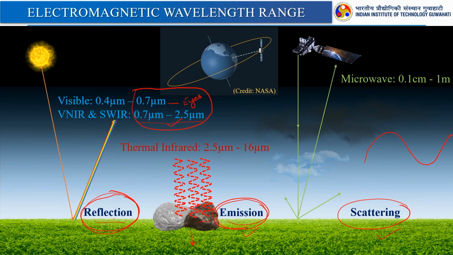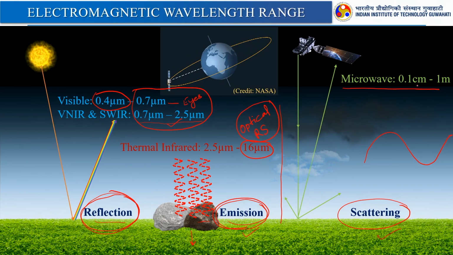Now, the reflective and emission domains together are known as optical remote sensing. And this is known as microwave remote sensing. So, if somebody asks what is optical remote sensing, then you can say that 0.4 micrometer to 16 micrometer is the range of optical remote sensing, whereas microwave wavelength ranges from 0.1 to 1 meter.